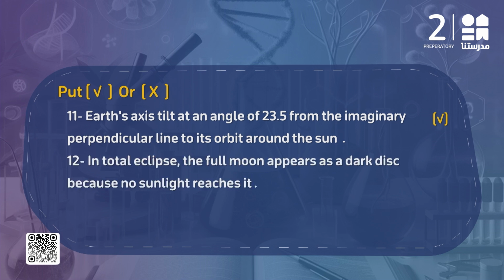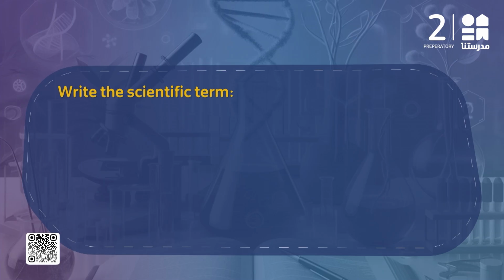Question number 12. In total eclipse, the full moon appears as a dark disk because no sunlight reaches it. True. عشان كده المون بيظهر في الفيز دي as a red disk at the area of the umbra or the shadow dark area of the Earth. Let's transfer to another type of question, write the scientific term.